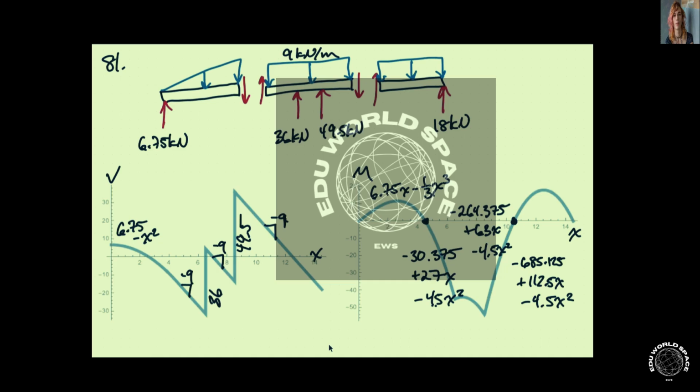In this case, we have a linearly varying distributed load over the first segment and a uniform distributed load over the other two segments. At these pin joints, there is no moment being transferred across them.